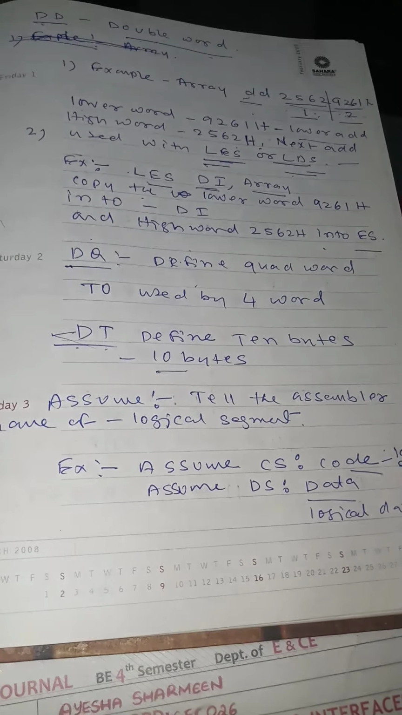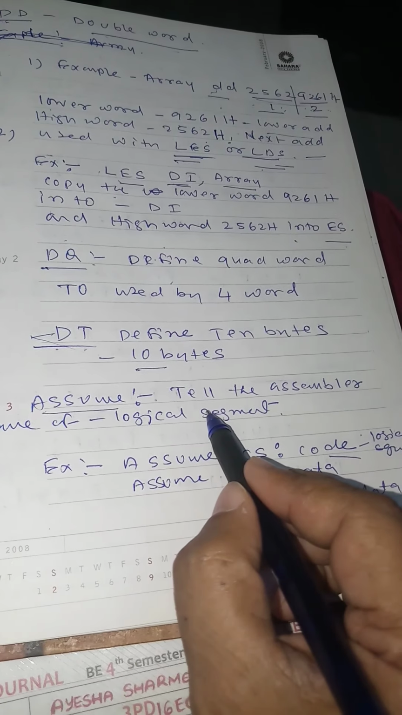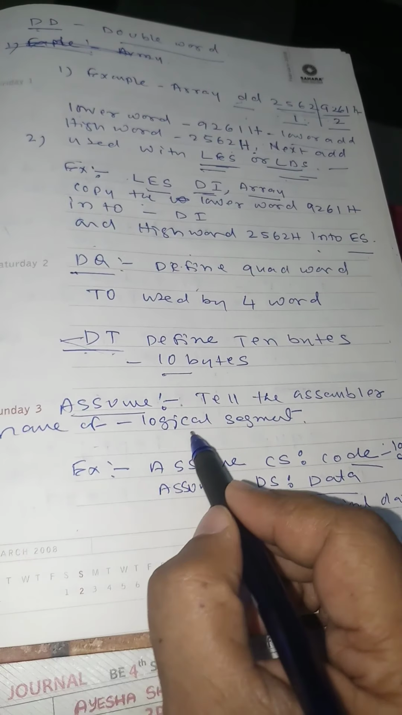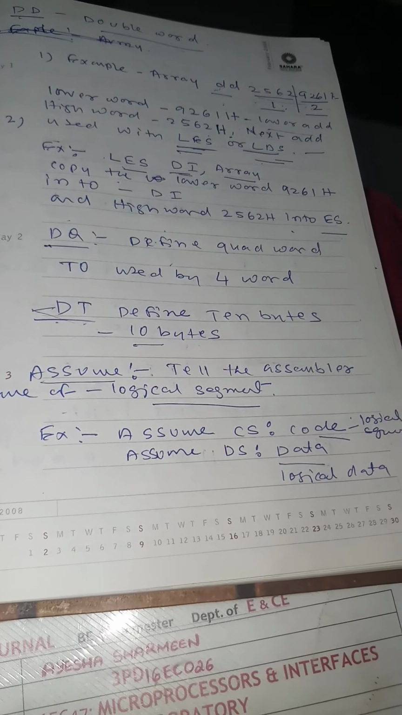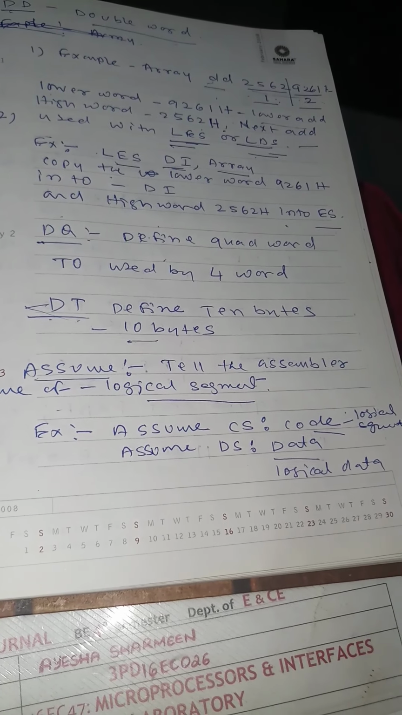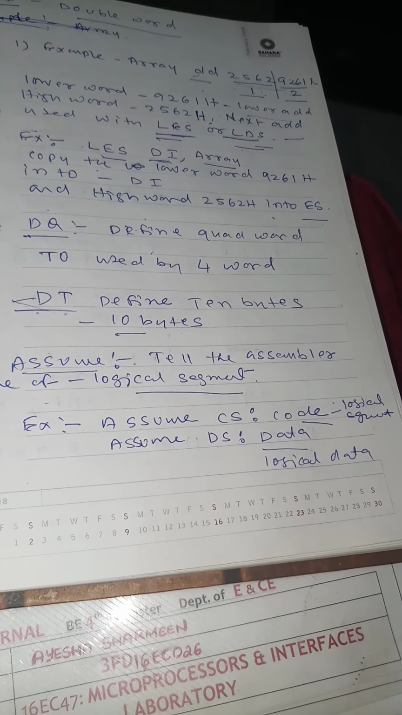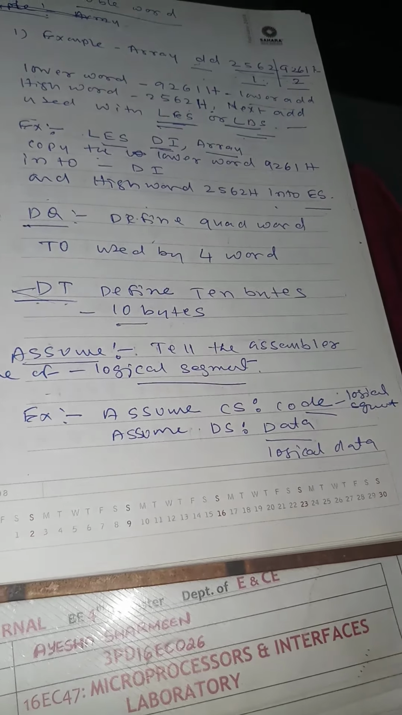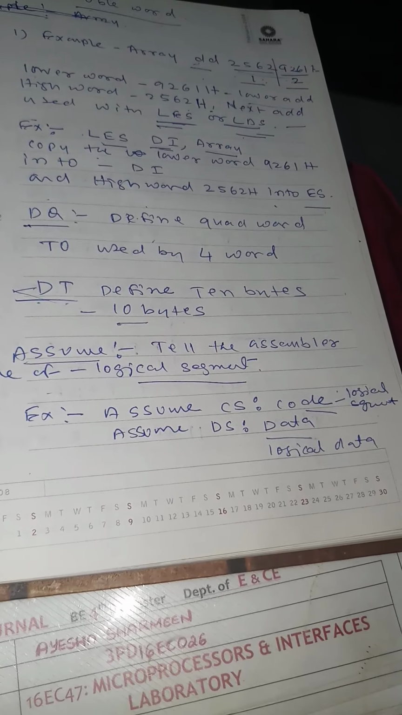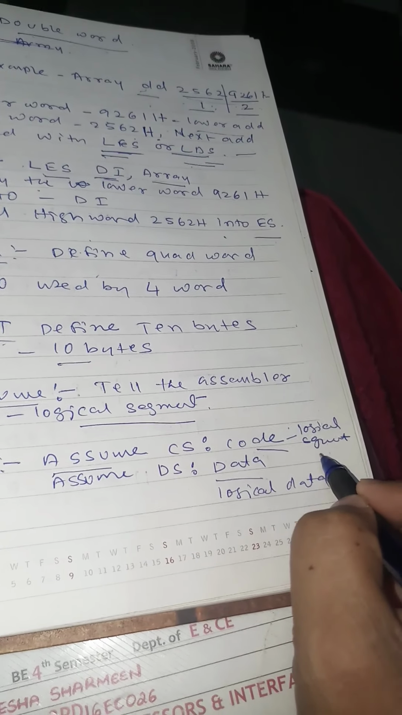Okay, one of the widely used assembler directives is called ASSUME, which you might have seen in our code. It tells the assembler the name of the logical segment. We have different logical segments such as code segment, extra segment, and stack segment. You might have seen we have four segments: code segment, data segment, extra segment, and stack segment. To define these segments to the assembler, we require ASSUME. We have used ASSUME many times, and it is used to define the logical segment.